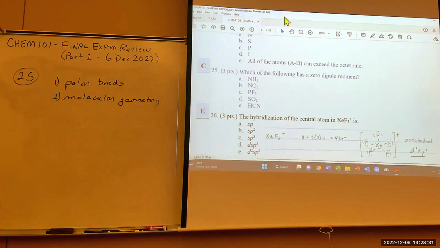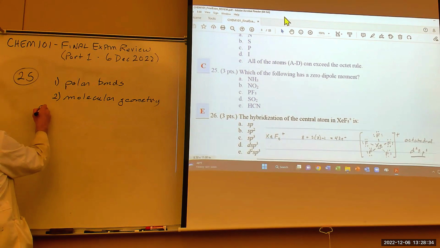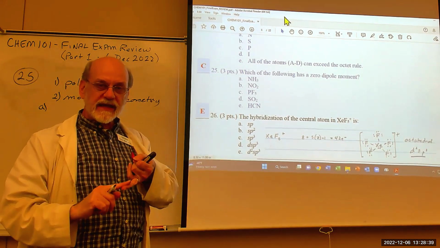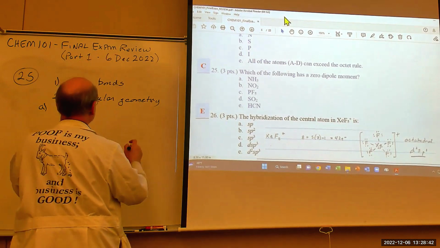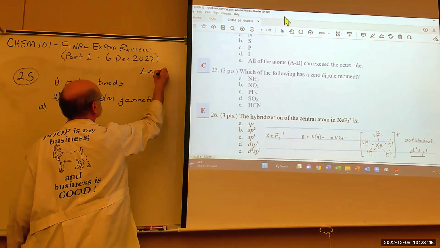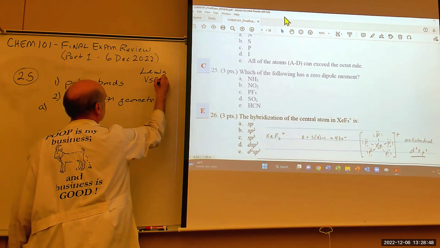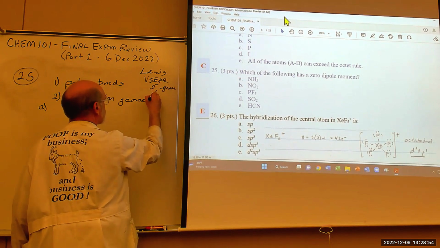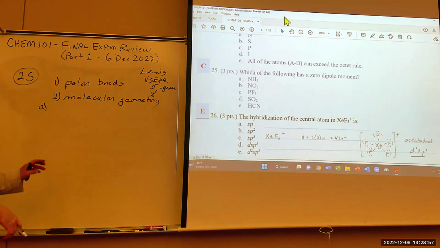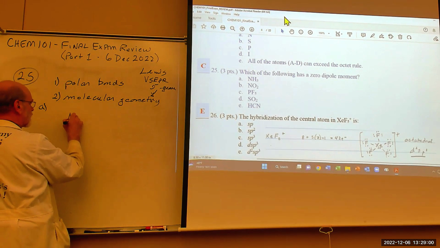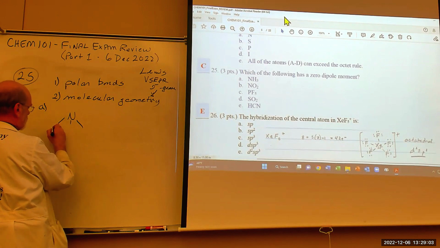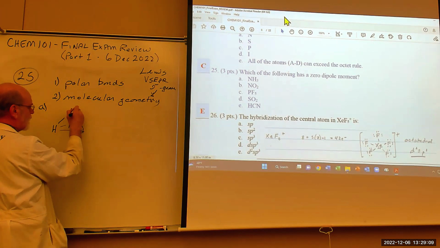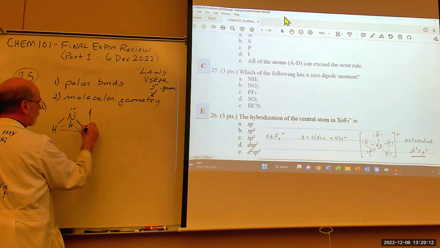Okay, so we've drawn these so many times. Some of them we won't even have to stop to do the Lewis dot structure and then use VSEPR. Right, you do Lewis first, and then you do VSEPR to find the electronic geometry, and then you go to molecular geometry. Okay, so A, we know ammonia is like this. Hydrogen here, hydrogen in the back, hydrogen there. Right, so they go like that, and then there's this. So that one has a dipole moment like that.